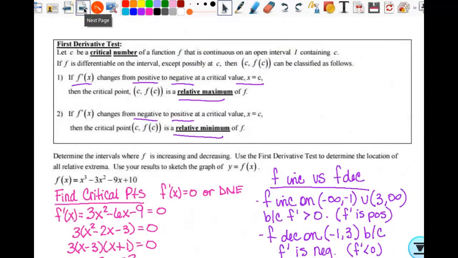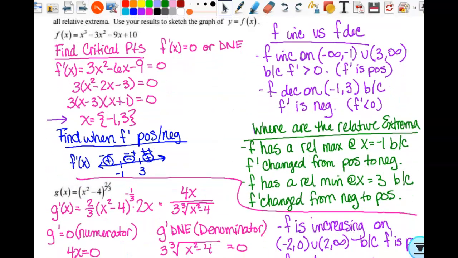Then we had our first derivative test with our critical numbers. So we found our critical points. We took the derivative. We found the zeros. These are our critical points.